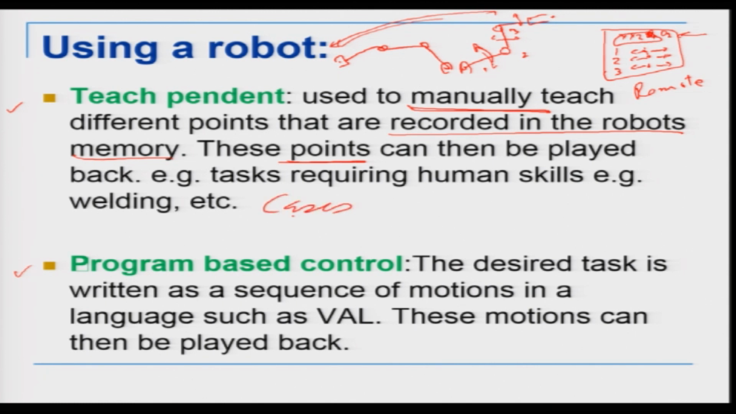And there are special cases, where tasks requiring human skills are involved. For example, what are the special cases? One is welding. Welding is a special case. Assembly is the other one. Then there can be other cases also. It is very difficult to teach a robot to do welding, mainly arc welding. Why? Because when we do arc welding, the way the expert welder works is very difficult to mathematically record and write in the form of a program.